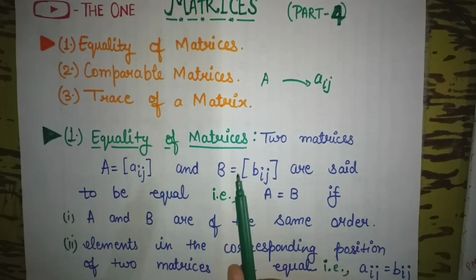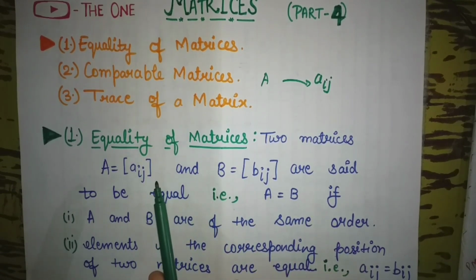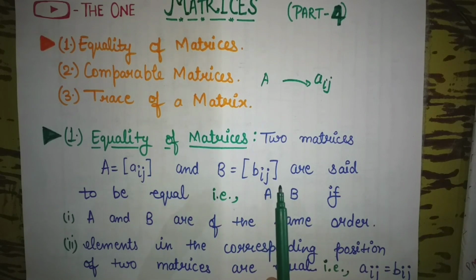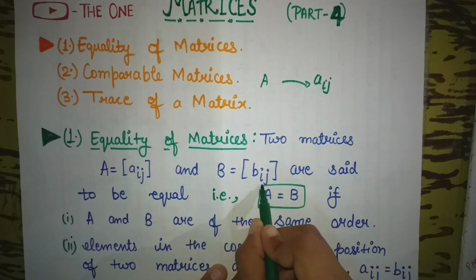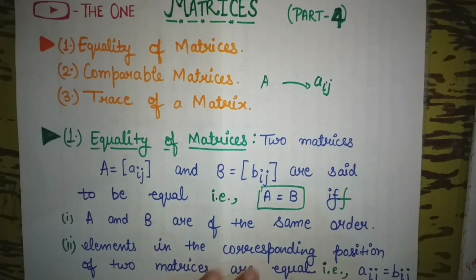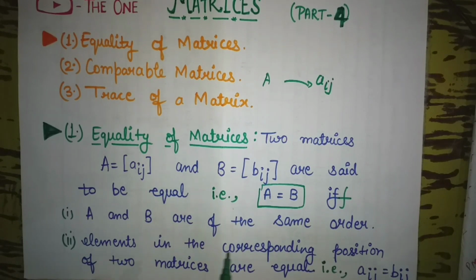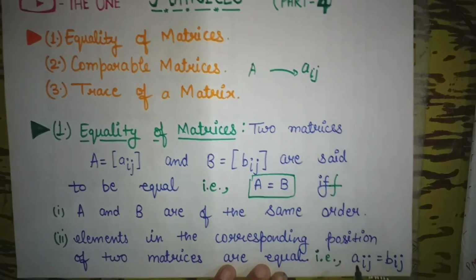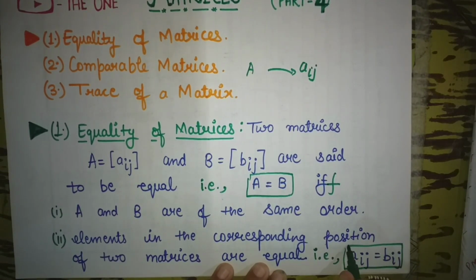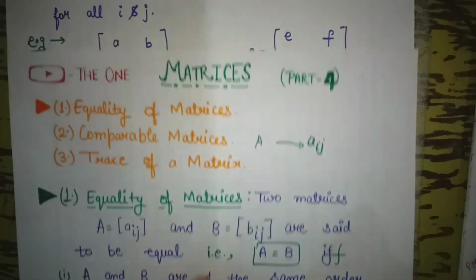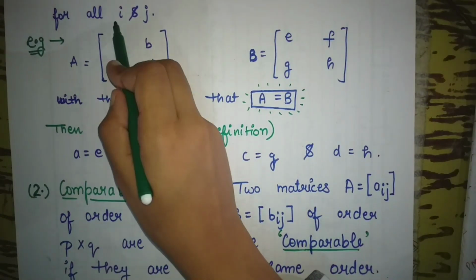Equality of matrices. Two matrices A equals Aij and B equals Bij are said to be equal, that is A equals B, if and only if A and B are of the same order and elements in the corresponding position of two matrices are equal, that is Aij equals Bij for all i and j.